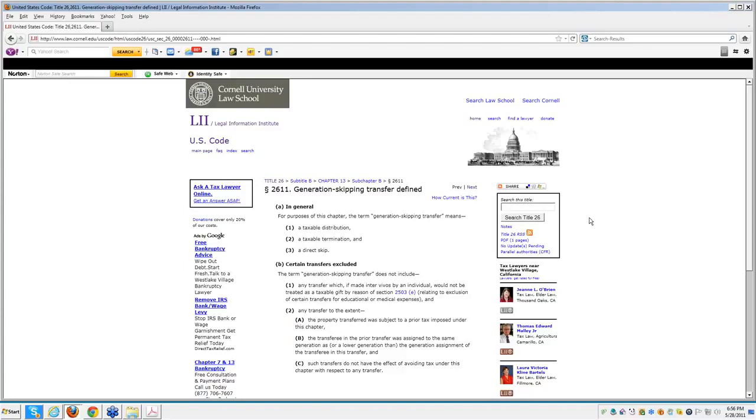Okay, so they're telling you certain transfers are excluded from a generation skipping transfer. Go ahead and read that. Excluded. Does not include: generation skipping transfer does not include any transfer which, if made inter vivos by an individual, would not be treated as a taxable gift by reason of Section 2503(e), relating to exclusion of certain transfers for education or medical expenses.